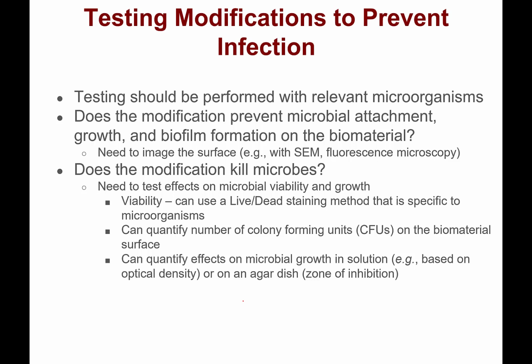Next, we can quantify the number of colony-forming units. So this could also be done to look at how many bacteria are present on the surface of the material. So we previously learned about colony-forming units when we were talking about sterility assurance levels. And the basic idea behind this assay is that every colony that forms comes from one bacteria and is the product of many cycles of cell division.